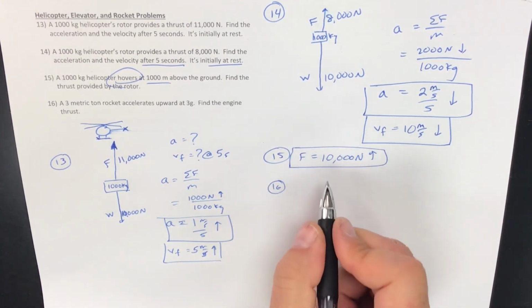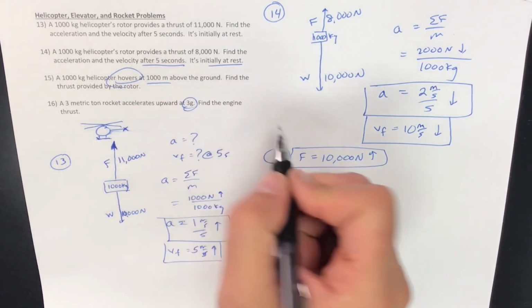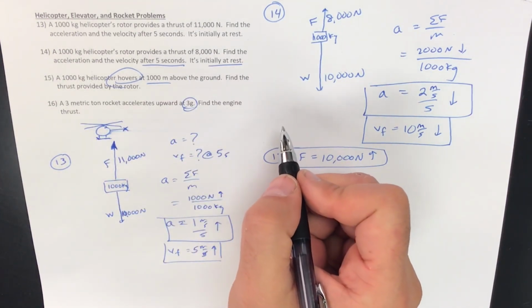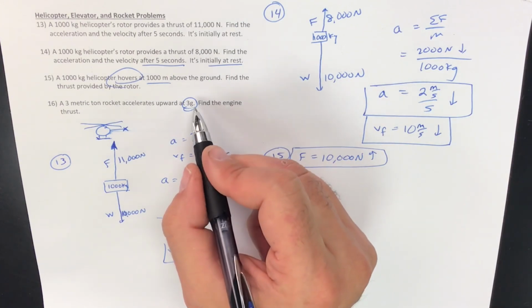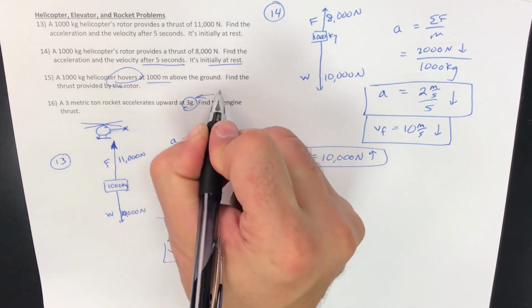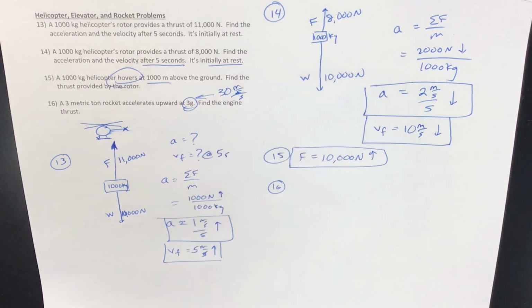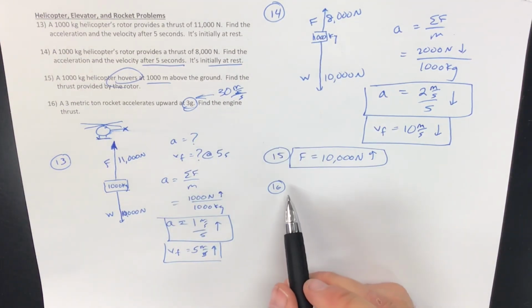16, acceleration is 0. A 3 metric ton rocket accelerates upwards at 3G. What is that 3G? Is that like 3G, 4G, and 5G speeds on my phone? No. This is 30 meters per second every second upward, because it's 3 times the acceleration of gravity.